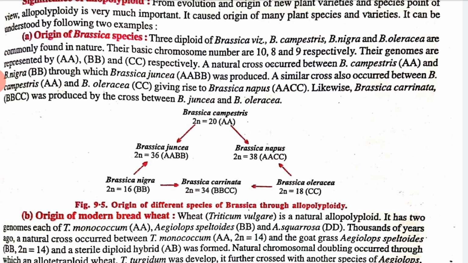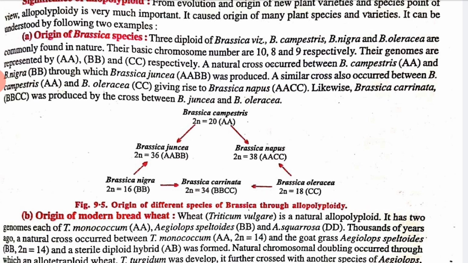Three diploid Brassica species are commonly found in nature. Their basic chromosome numbers are 10, 8, and 9 respectively. Their genomes are represented by AA, BB and CC.